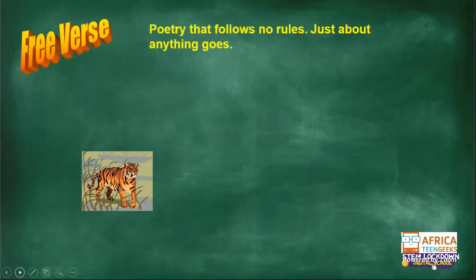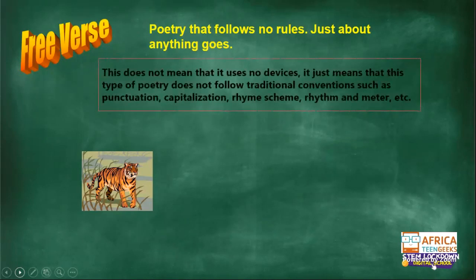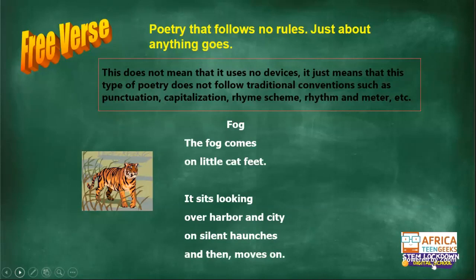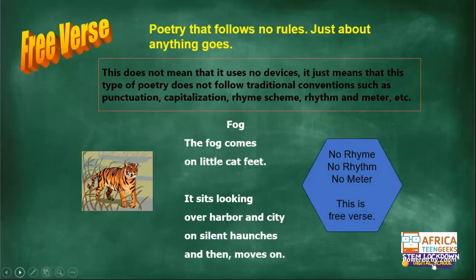Then we have this type of poem that we're going to be quickly going through today. This is the type of poem we call a free verse poem. And a free verse poem is basically poetry that has no rules. And you can just write however you please. A lot of upcoming artists love to write free verse poems. Free verse poetry doesn't follow any rhyme scheme or any type of format. It's just a poem, right? It doesn't have a rhyme. So they say here, this does not mean it uses no devices. It just means that this type of poetry doesn't follow traditional conventions.